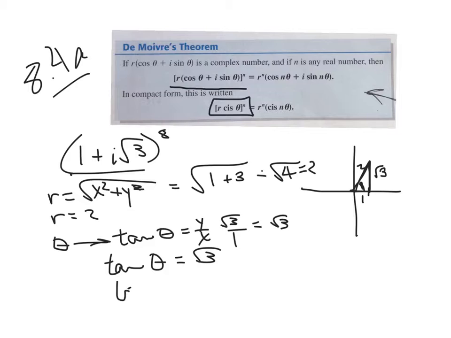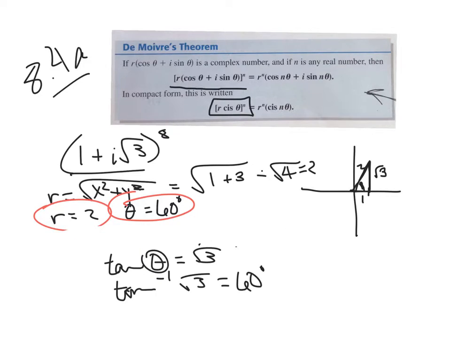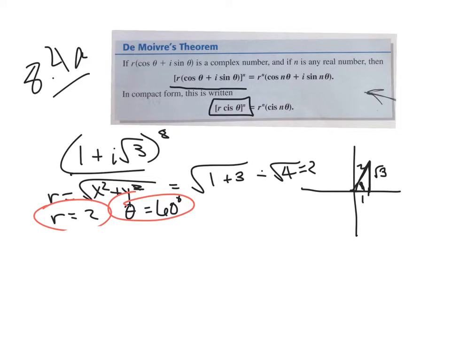If you take your handy dandy calculator and take the inverse tangent of the square root of 3, you'll get theta, which you'll find is 60 degrees. Now I went really fast because this is all old stuff. So I found r is 2, and theta is 60 degrees. Those are the two bits of information that I need here, so I can get rid of everything else. Now I can write it in trig form. We'll write it in blue here. So it's r cis 60 degrees.